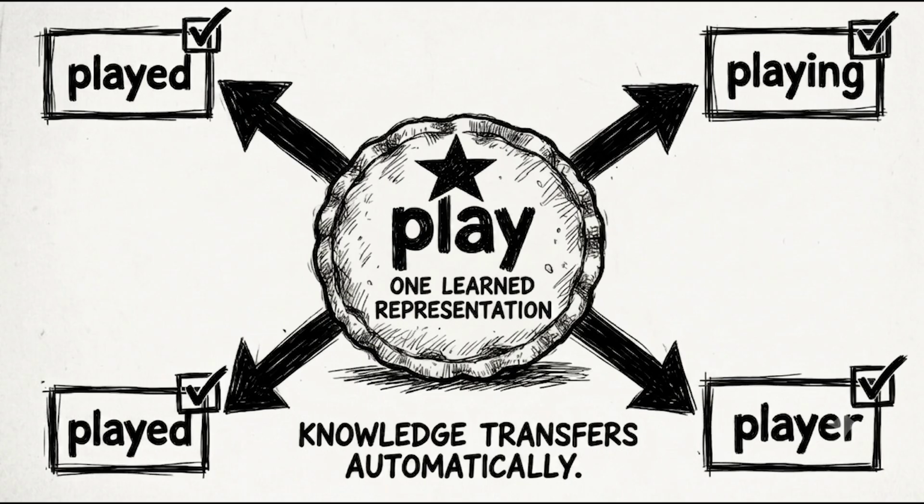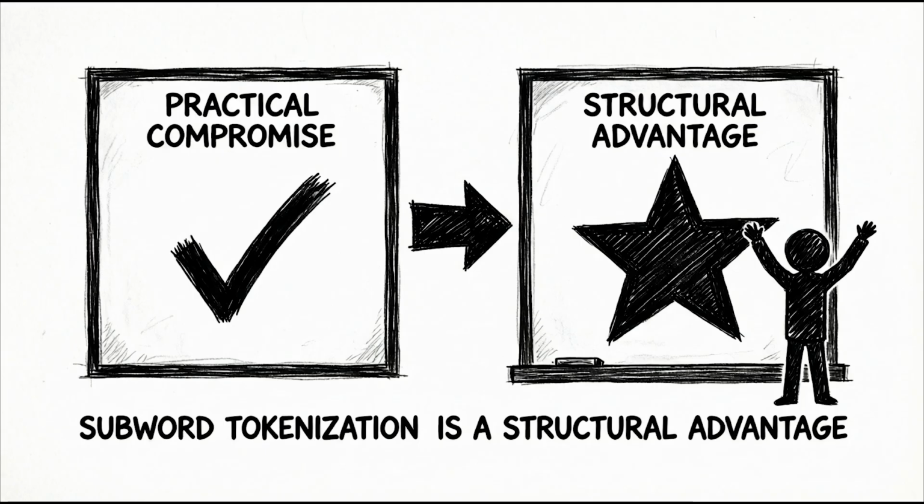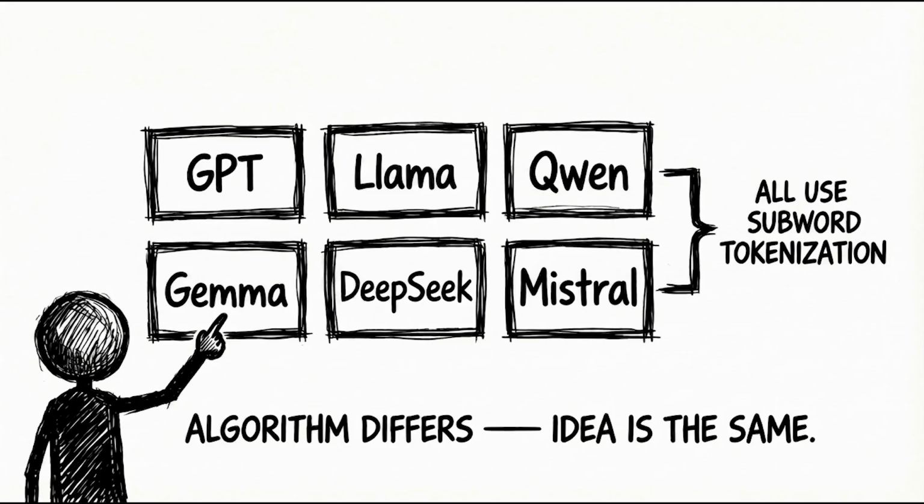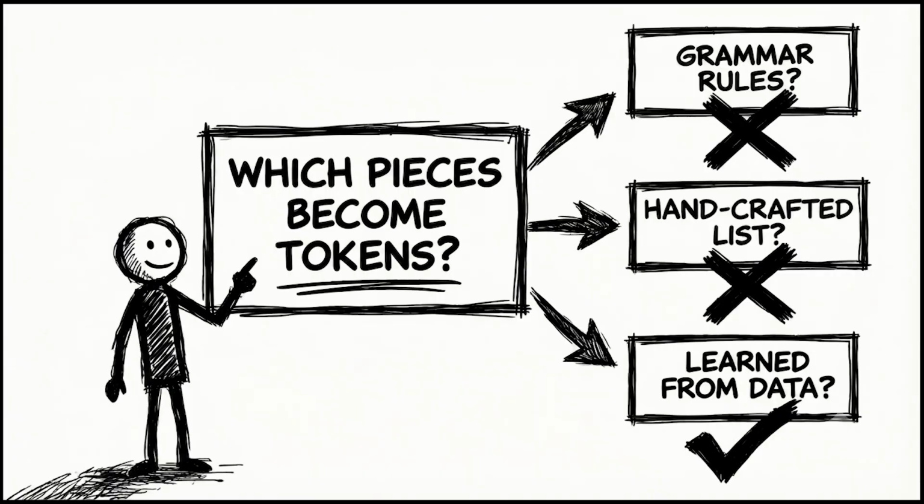The model doesn't have to learn the concept behind "play" 4 separate times. It learns it once, and that knowledge transfers automatically to every word that contains it. This is why subword tokenization is not just a practical compromise, it's a structural advantage. Virtually every language model uses some form of subword tokenization. The exact algorithm differs, but the underlying idea is the same.